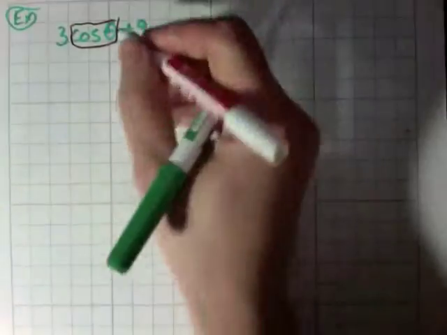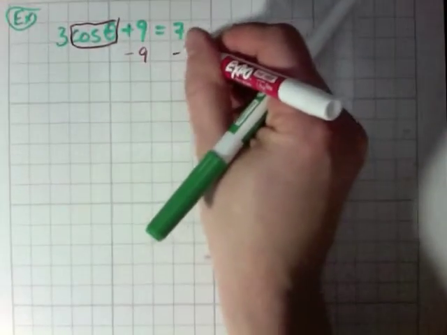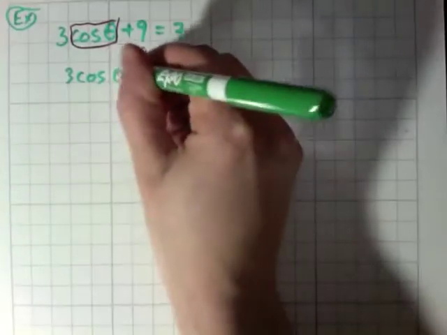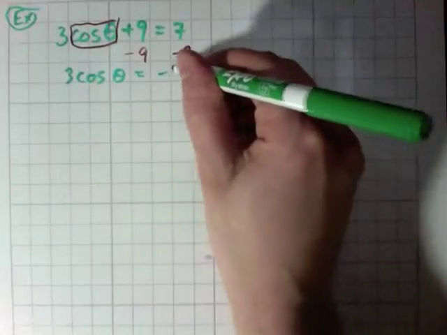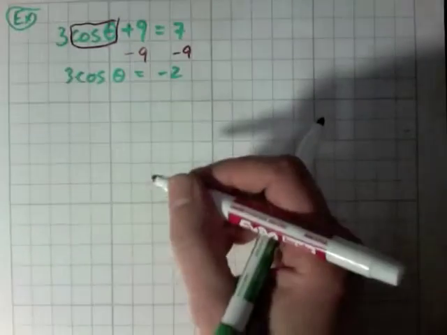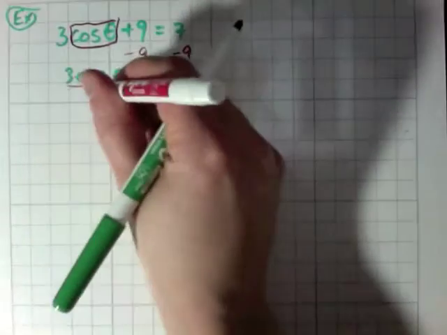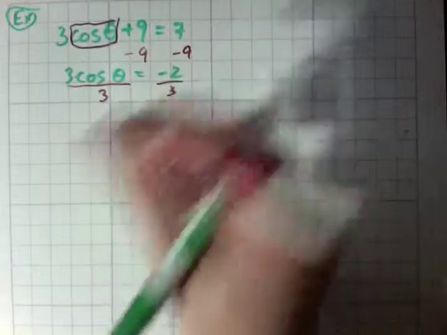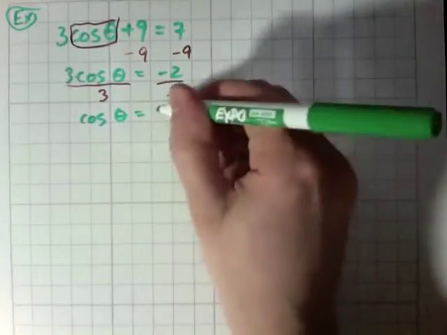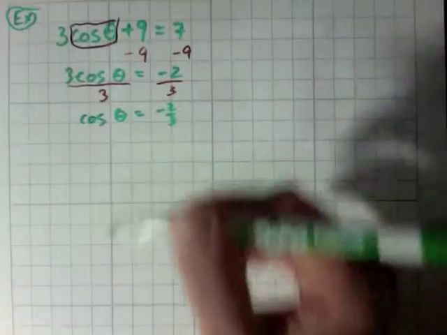example. So step 1, let's subtract 9 from both sides, and I will have 3 cosine of theta equals -2. And to get rid of this 3 that's being multiplied by cosine, I would divide both sides by 3, and I would get cosine of theta equals -2/3.